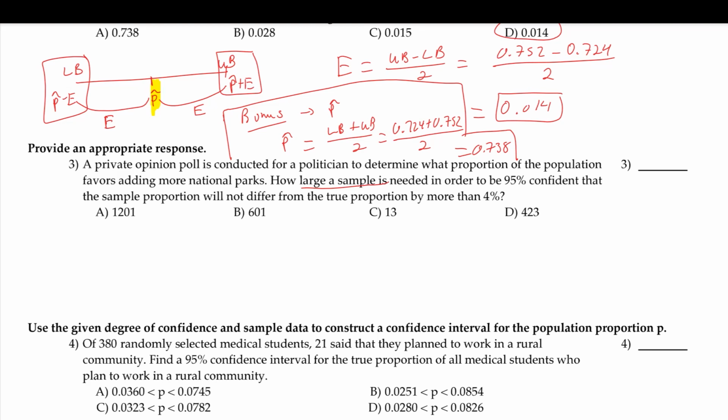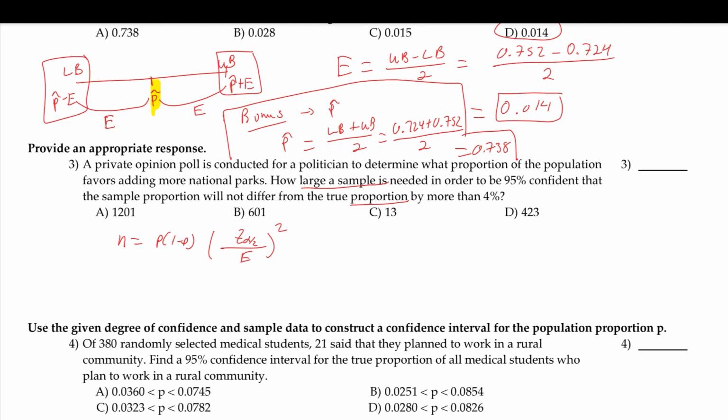Okay, so in this case, since we're dealing with proportions, right, we're going to use one of those formulas, right? There's 2 versions of this. One of the versions requires us to know a prior estimate for the true proportion. And if you don't actually have a prior estimate for the true proportion, then we use the other version of the formula. Okay, and if you recall, the formula is this.